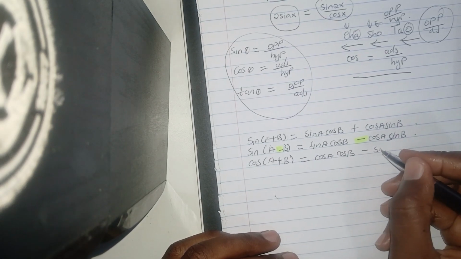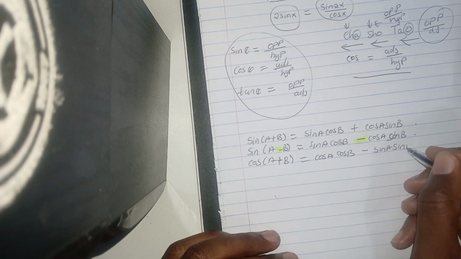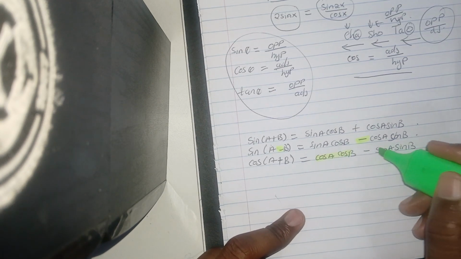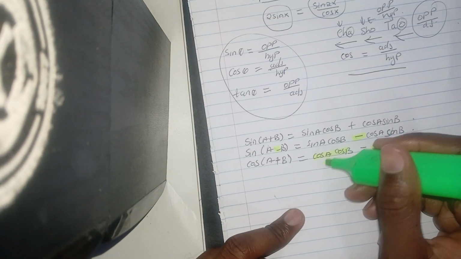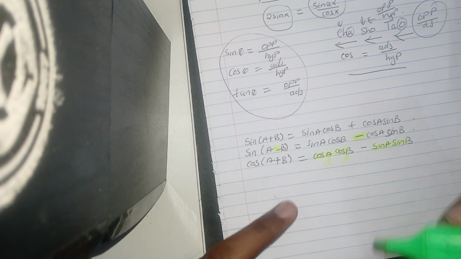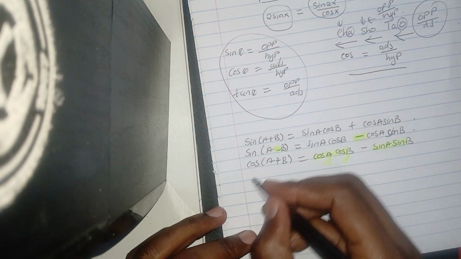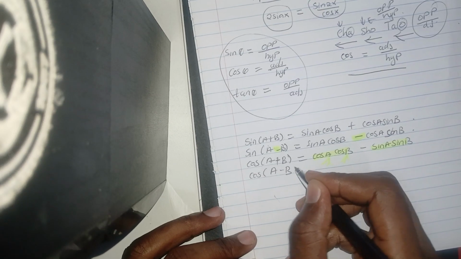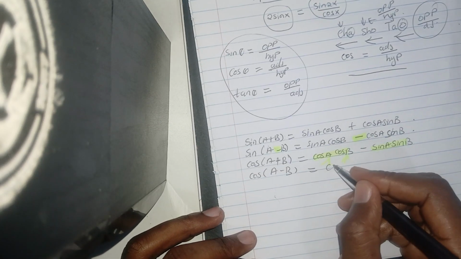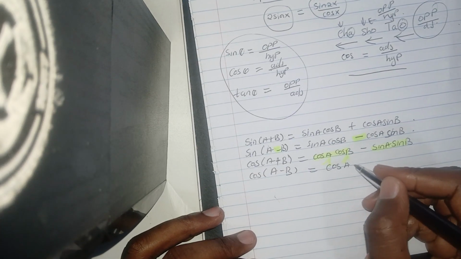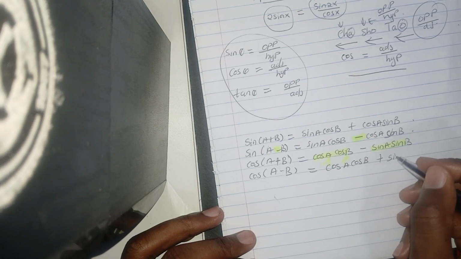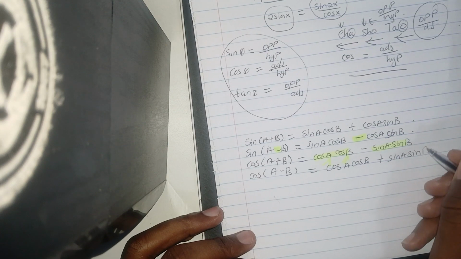Minus sine A sine B. So that means there is a difference with cos. When it comes to cos, you stand alone cos A, you stand alone sine, and then the difference will be A and B, right? So now let's talk about cos of A minus B. This is equal to cos A cos B plus sine A sine B, right?